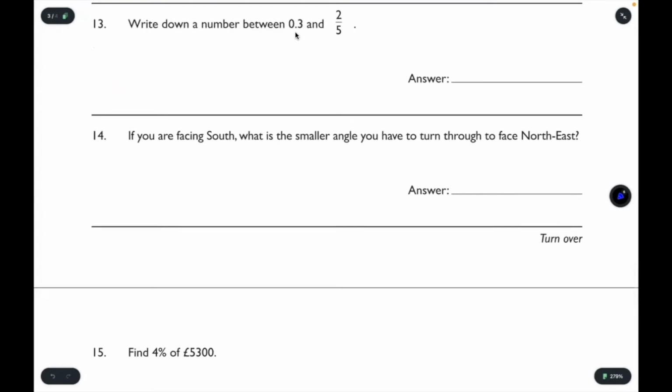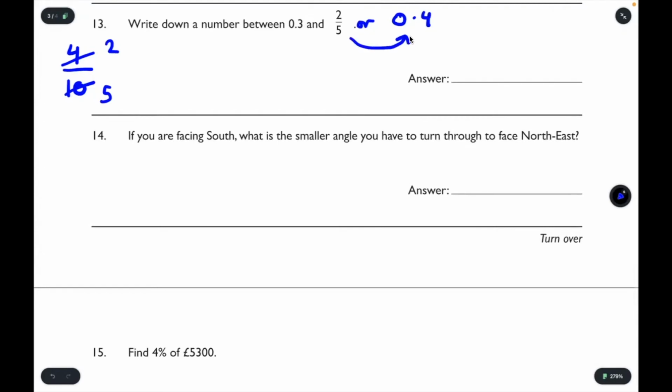13, write down a number between 0.3 and 2/5. Well, since the first one is in a decimal form, let's also convert the second one to a decimal form. Well, it's 2/5, which is the same as 4/10, or 0.4. Because 0.4 is 4 out of 10. And if we cancel the top and bottom by 2, then we get 2 and 5. So that means 2/5 is the same as 0.4.